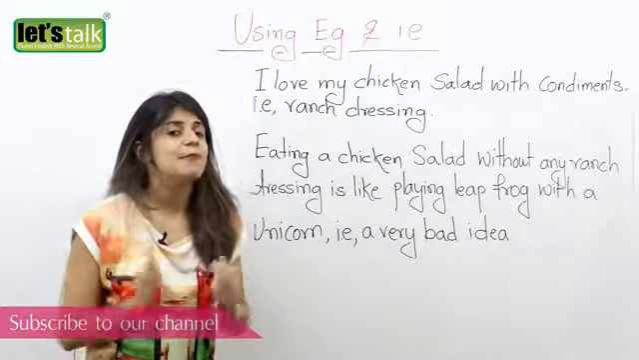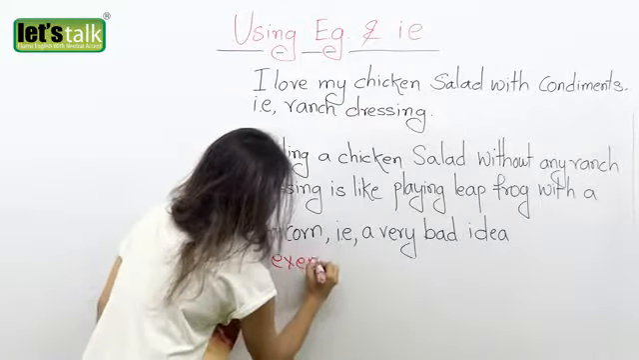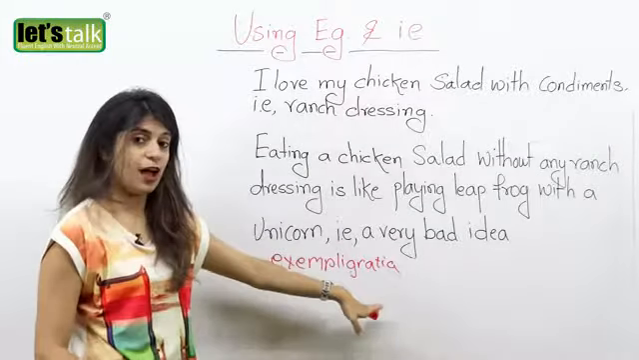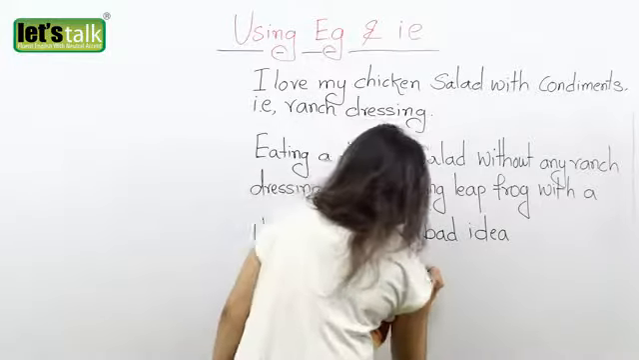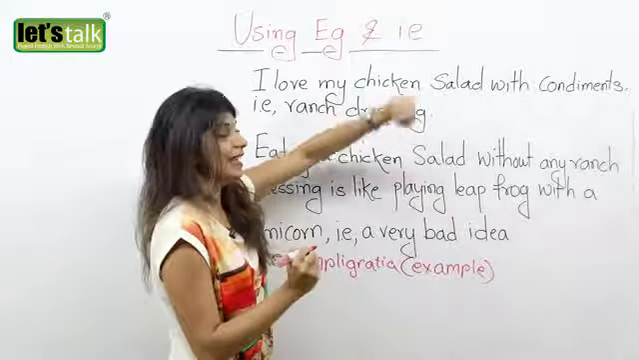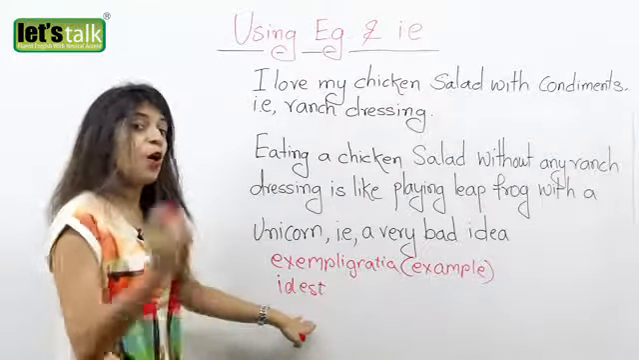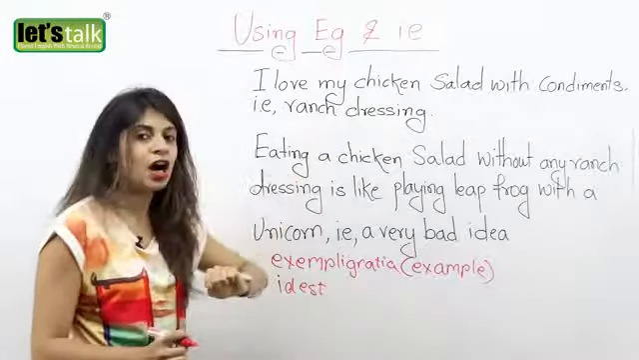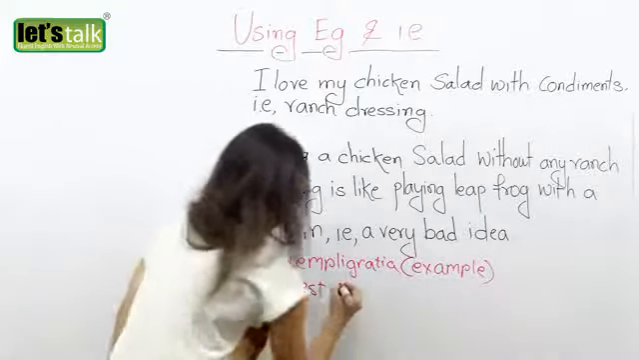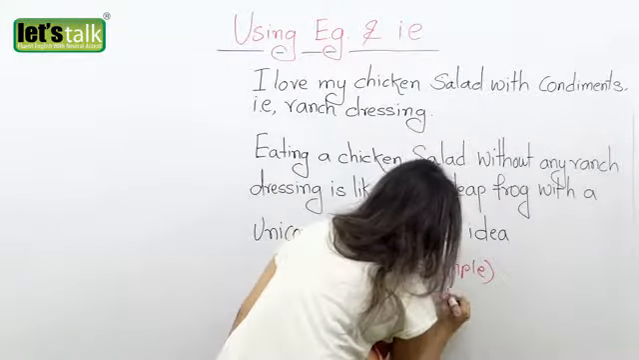Now, e.g. is the abbreviated term for a Latin phrase exempli gratia, which means for example. Whereas i.e. stands for id est, which is also an abbreviated term of a Latin phrase, which actually means that is, or in other words.